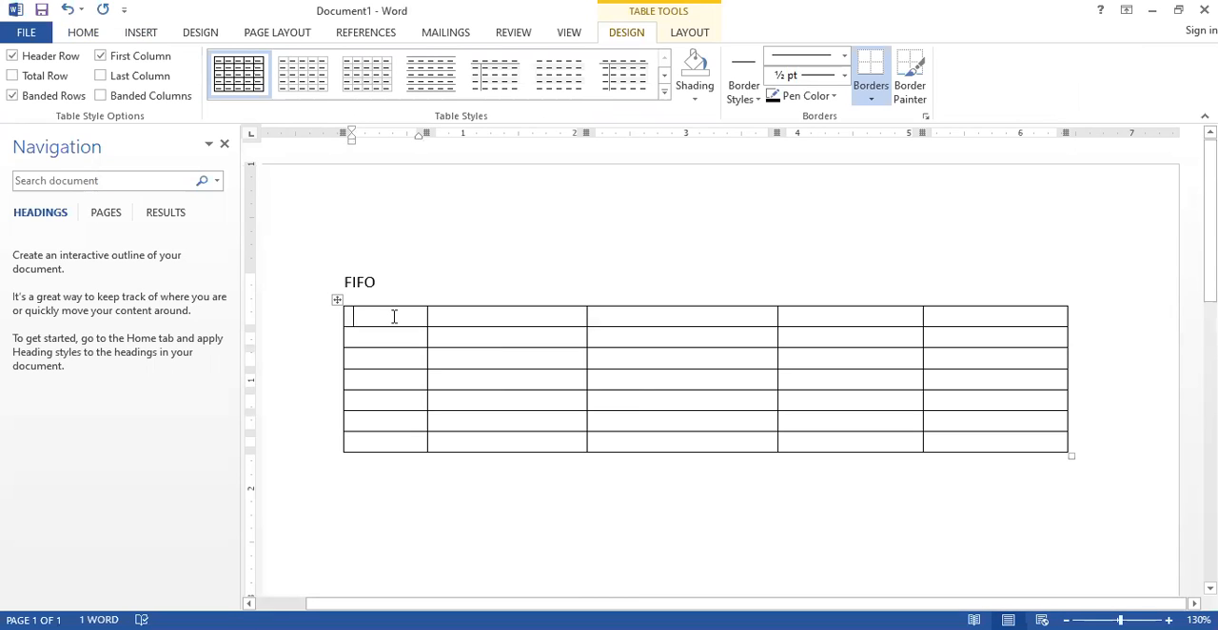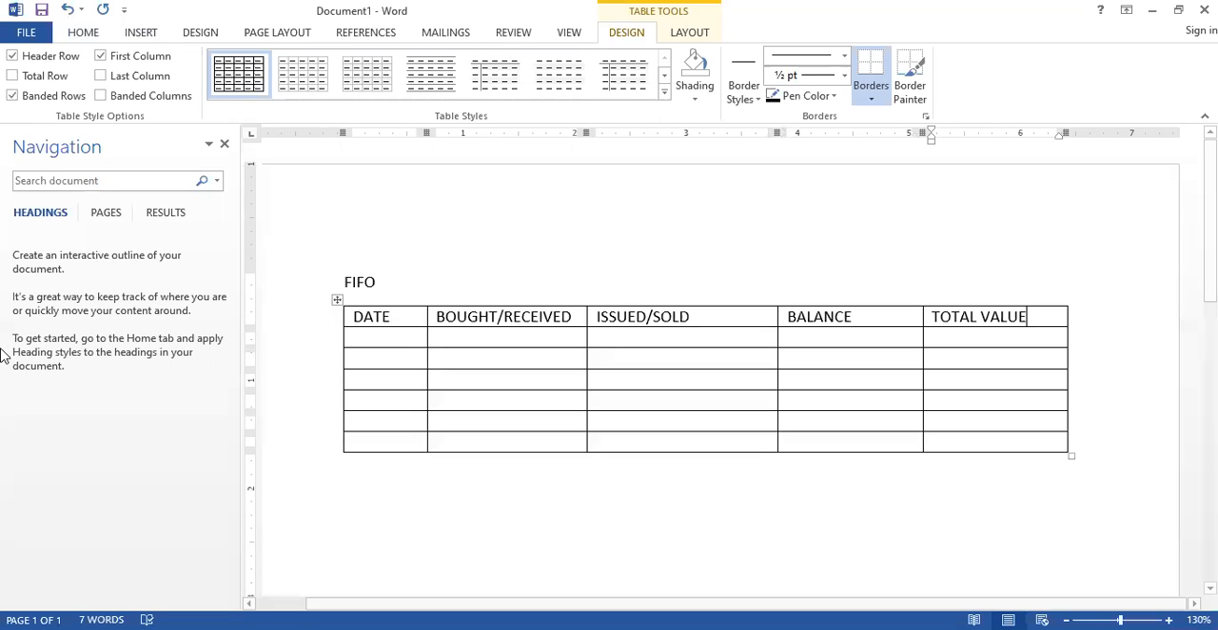Okay, so we have the date, and then bought or received, whatever word you use, and then you have issued, or you can say sold, and then you have the balance, and then the total value.